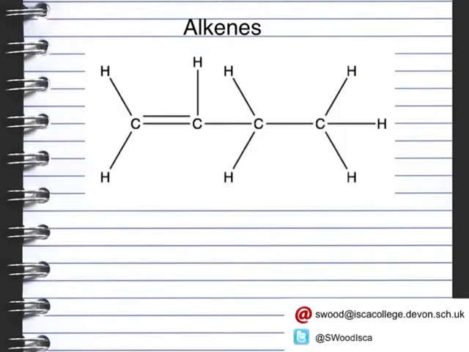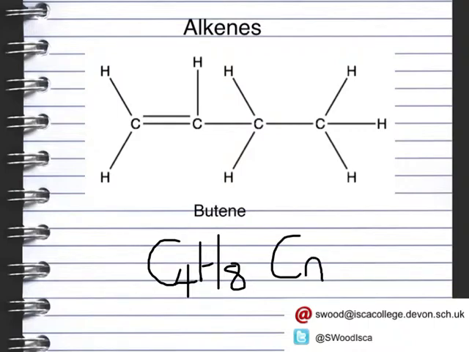Now we're going to have a look at one further alkene, and this is butene. Like its alkane cousin butane, we have 1, 2, 3, 4 carbons, and again just the one double bond between the first two carbons. So this is called butene, and it has the molecular formula of C4H8. Now you might have been able to work out that the general formula is CnH2n.